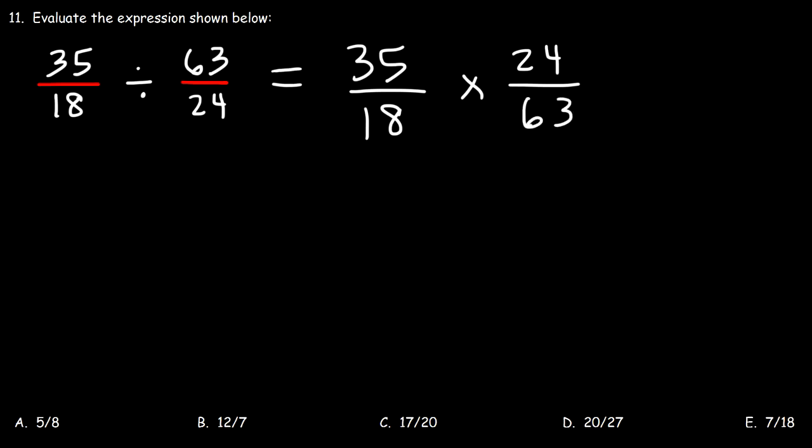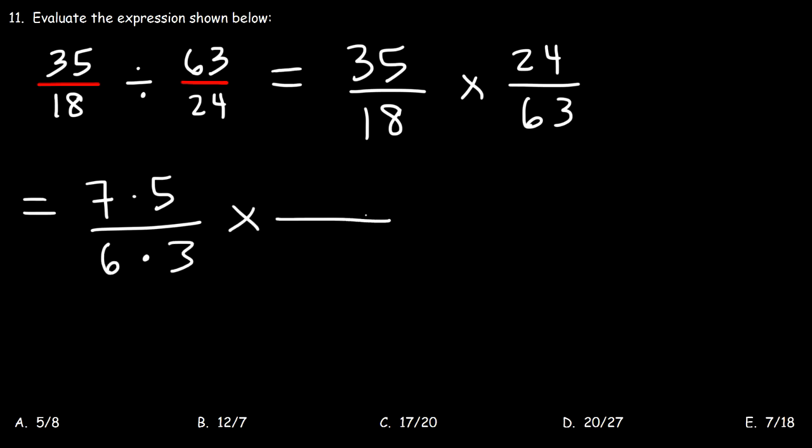So now we need to multiply the two fractions. But before we multiply, let's see if we could simplify and cancel. So 35 is the same as 7 times 5. 18 is 6 times 3. 24, we can rewrite that as 6 times 4. And 63 is 9 times 7. So you want to break up these numbers in such a way that you could cancel something. Notice that we could cancel a 7 and we can cancel a 6.